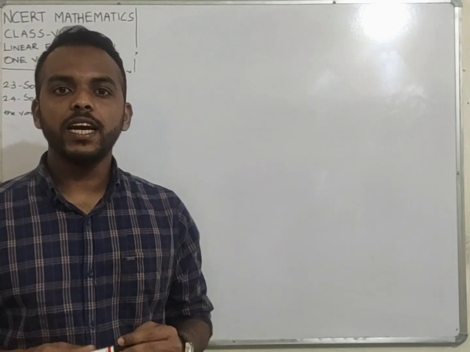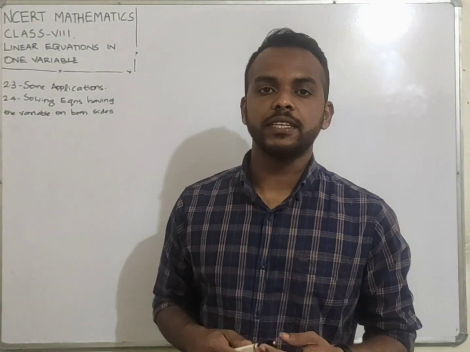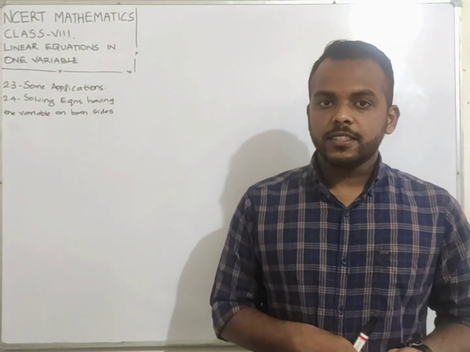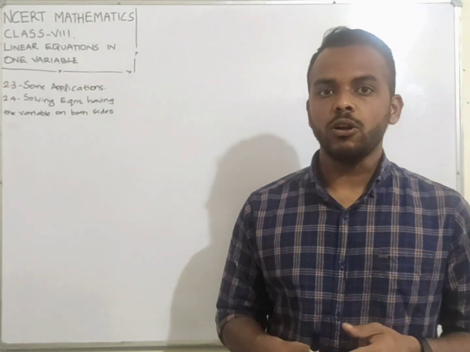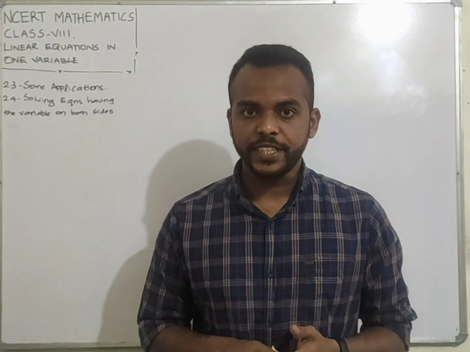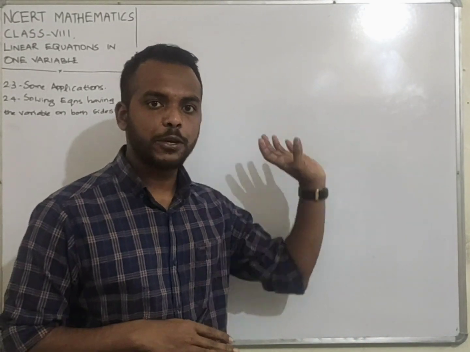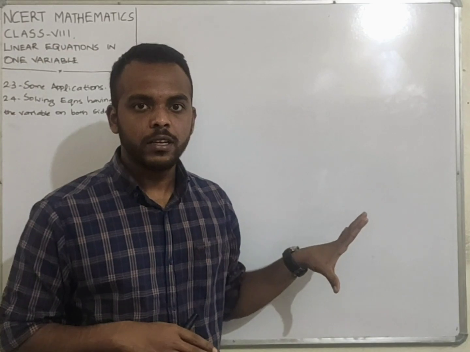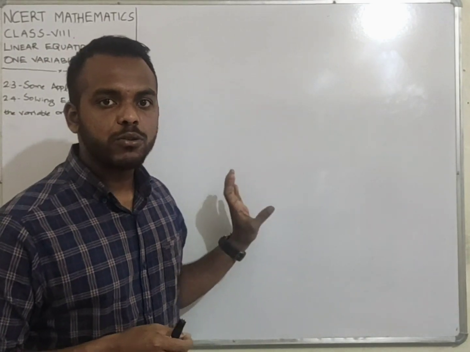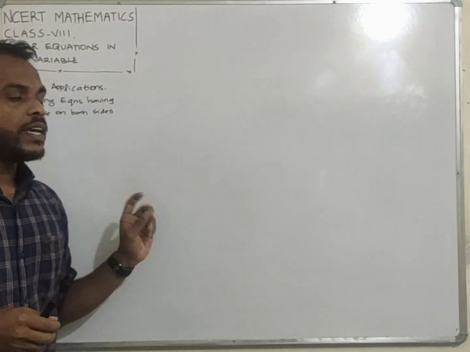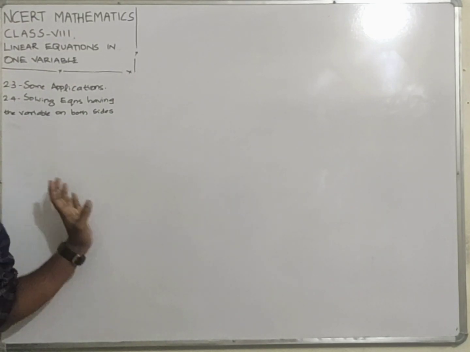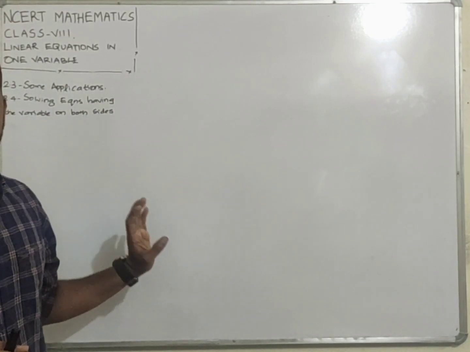In this class, we are going to follow from where we left off in the last class. In the last class, we learned how to solve a linear equation in one variable. That is, if there is an unknown value, then we can use the given equation to find the value of the unknown quantity. In this class, we are going to further discuss some applications of linear equations in one variable.